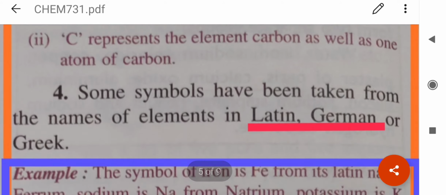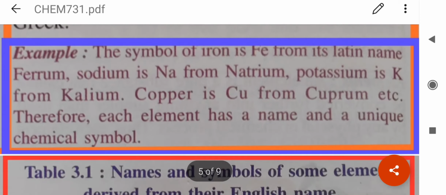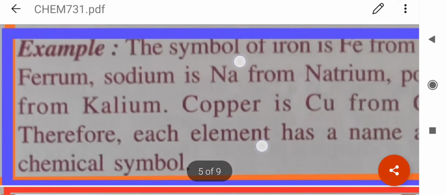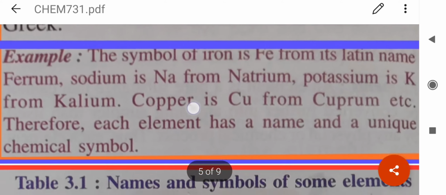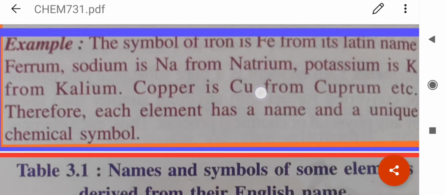Now, some symbols have been taken from their names in Latin, German or Greek. The symbol of iron is Fe from its Latin name ferrum. Sodium is Na from its Latin name natrium. Potassium is K from its Latin name kalium. Copper is Cu from its Latin name cuprum.